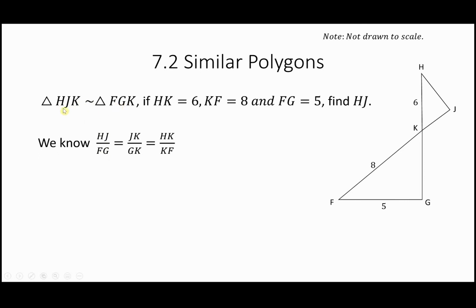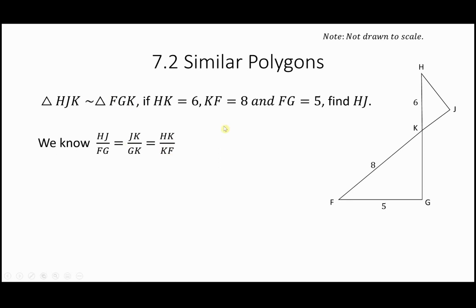So HJ, the first two letters in the first triangle's name, corresponds to FG, the first two letters in the second triangle. That's why HJ over FG is the first ratio in the string proportion, okay? JK, being the last two letters in the first triangle's name, corresponds to GK. You see that? The last two letters in the second triangle. And lastly, take the first and last, HK, and correspond that to FK or KF.